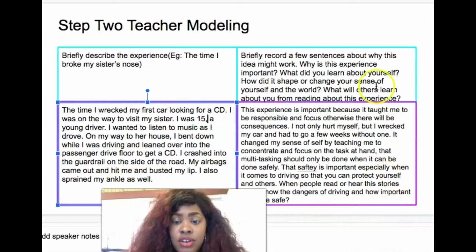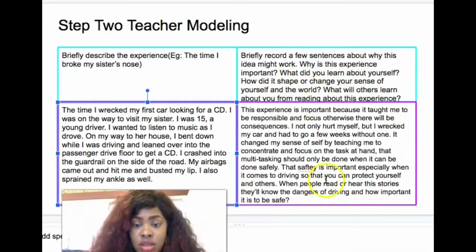So then I went over here and I answered all of these questions. Why is this experience important? What did I learn? How did it shape my sense of self? And what will others learn from me when I tell this story? I said, this experience is important because it taught me to be responsible and focused. Otherwise, there would be consequences. I not only hurt myself, but I wrecked my car and I had to go a few weeks without one.